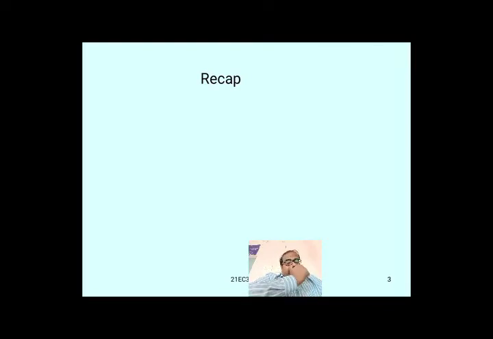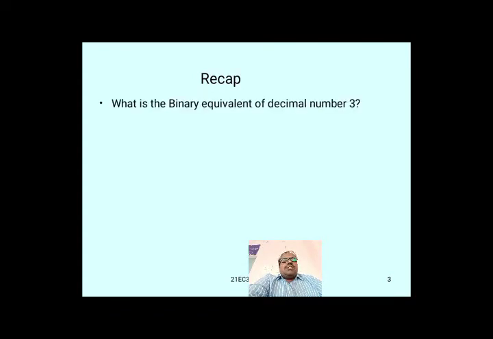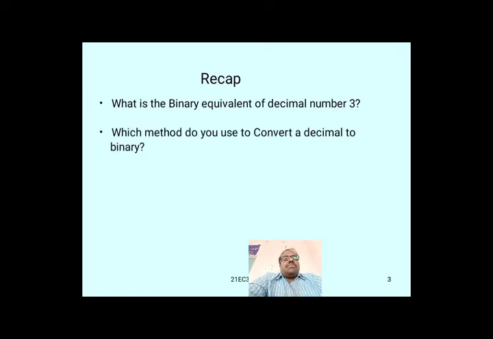Now we are recapping all the data which we learned before in previous sessions. That is, in the previous session we learned about binary numbers, what the equivalent binary values are for the corresponding decimal numbers. Next, which method is used to convert a decimal to binary as well as a binary to decimal.